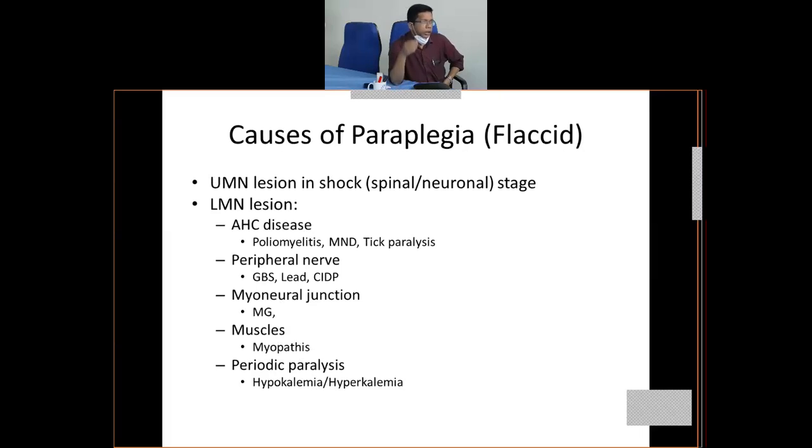Then coming to flaccid paralysis, any patient with an upper motor neuron lesion in the shock stage can look like flaccid paraplegia. Then in lower motor neuron lesions, it may be disease of the anterior horn cells, poliomyelitis, motor neuron disease, or tick paralysis. Peripheral nerve disease, mostly motor involvement, includes Guillain-Barré syndrome, lead poisoning, chronic inflammatory demyelinating polyneuropathy, myasthenia gravis, myopathies, or periodic paralysis. But these are mostly causes of quadriplegia rather than paraplegia.